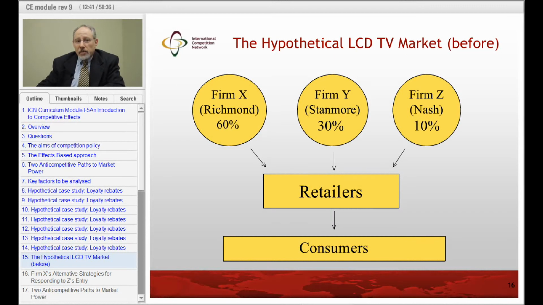In our opening scenes, we've developed a hypothetical to help us examine the economic analysis of anti-competitive effect. In our hypothetical industry, we have three principal players: Firm X, Firm Y, and Firm Z. Firm X has a 60% share of the market, Firm Y 30%, and Firm Z, our new entrant, has entered and garnered a share of 10%. The question we now examine is, how can X respond to this new entry by Z?